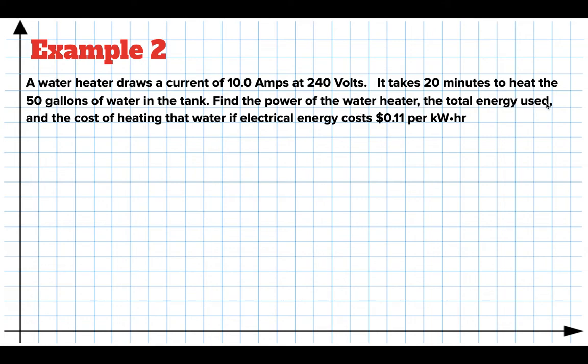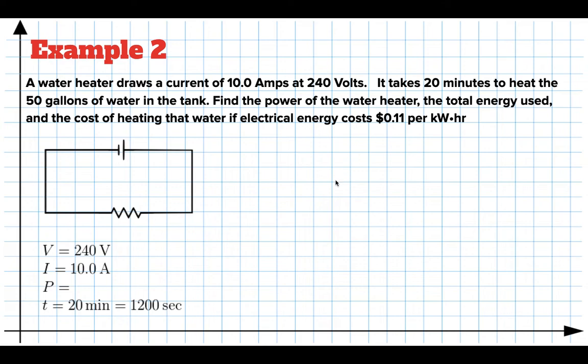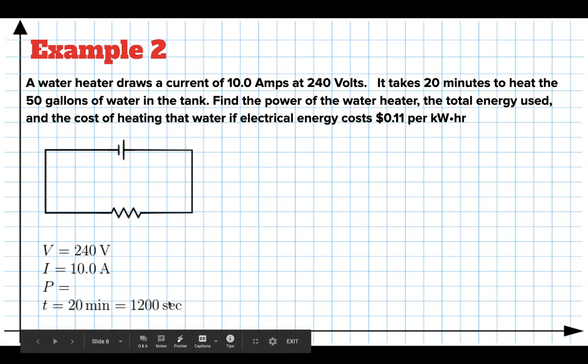How much energy does it use? And what will it cost to heat up that tank if electrical energy is 11 cents per kilowatt hour? So each kilowatt hour of energy I use, each 3.6 million joules of energy that I use, costs me 11 cents. That's about what Duke Energy charges here in Indiana. All right, so we're just going to draw a simple little circuit and list the things we know. We know the voltage and the current. We know the time, and we're looking for the power.